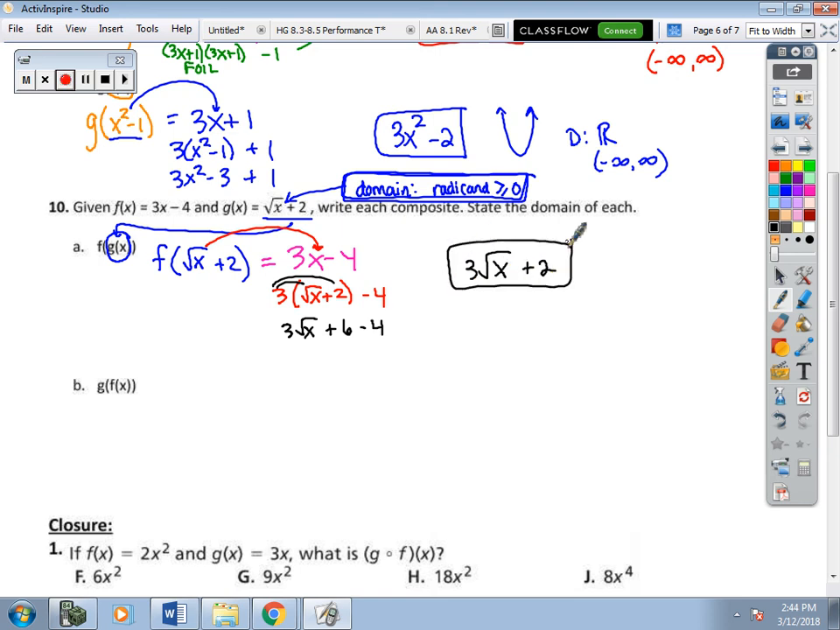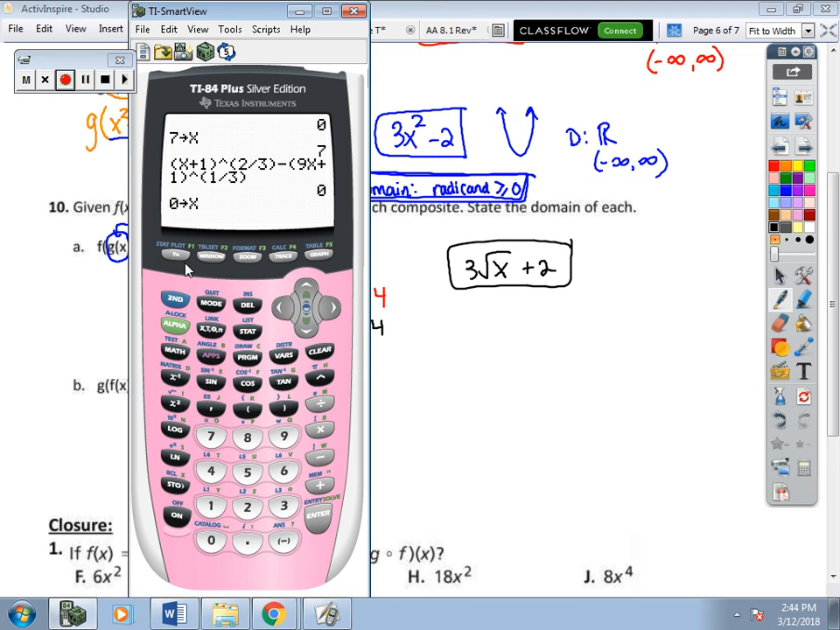Now, normally, the domain would be all real numbers. However, this is not going to be the case. If you want, I could graph this just to show you what this will look like. 3 times the square root of x, make sure you close your parenthesis, plus 2. We'll zoom 6 to get a picture. So it's almost like it's half of a parabola. This parabola would normally go this direction, but it's only half of it, and that's because of the square root.